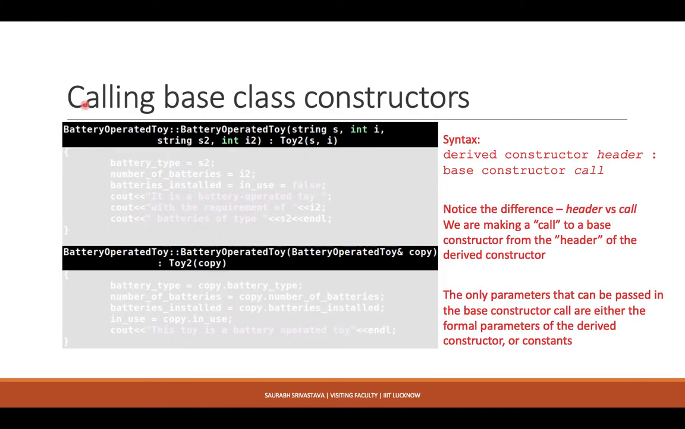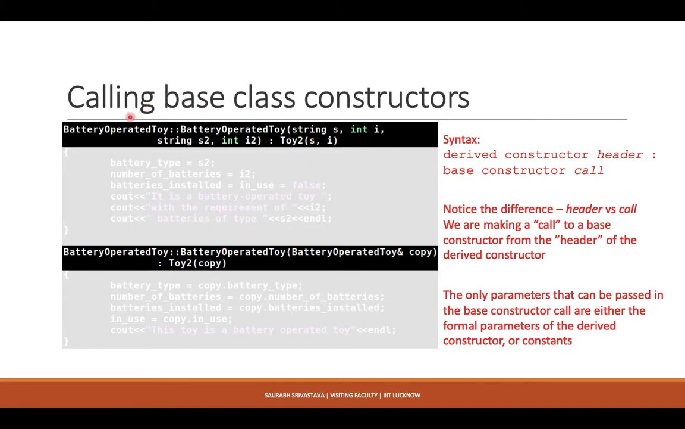Essentially, this battery operated toy constructor has to first make a call to the toy2 constructor. So I'm using the parameterized version, since this toy2 class had two constructors. This is the one that we have already seen, and this is the copy constructor.